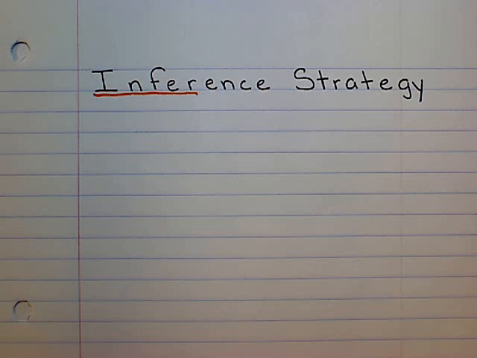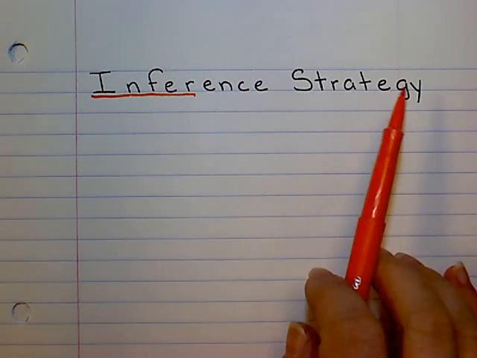When you become an adult, it'll help you read through newspaper articles, passages that the employer may give you to read about new policies and things like that. It is called the inference strategy.